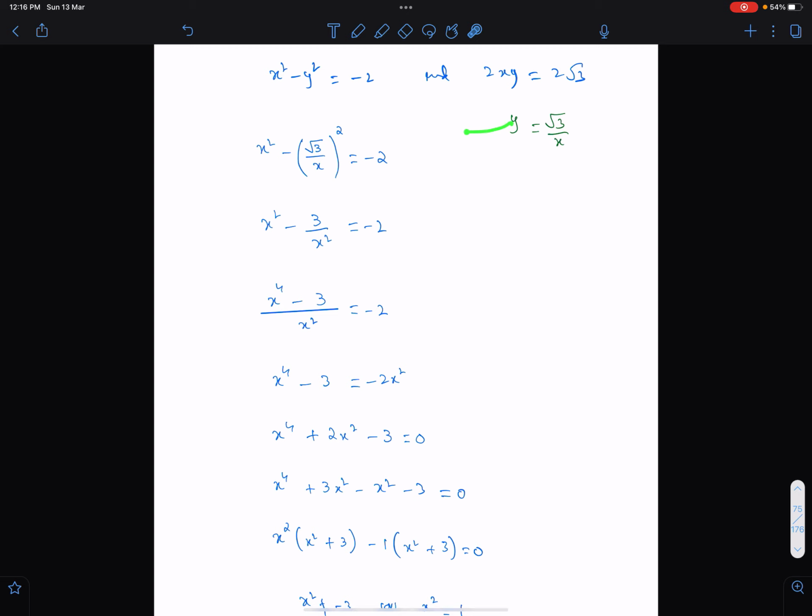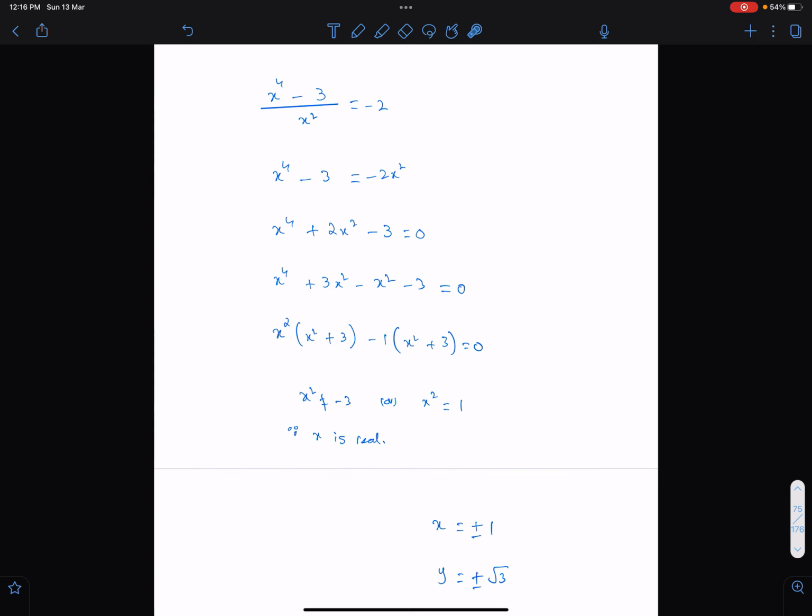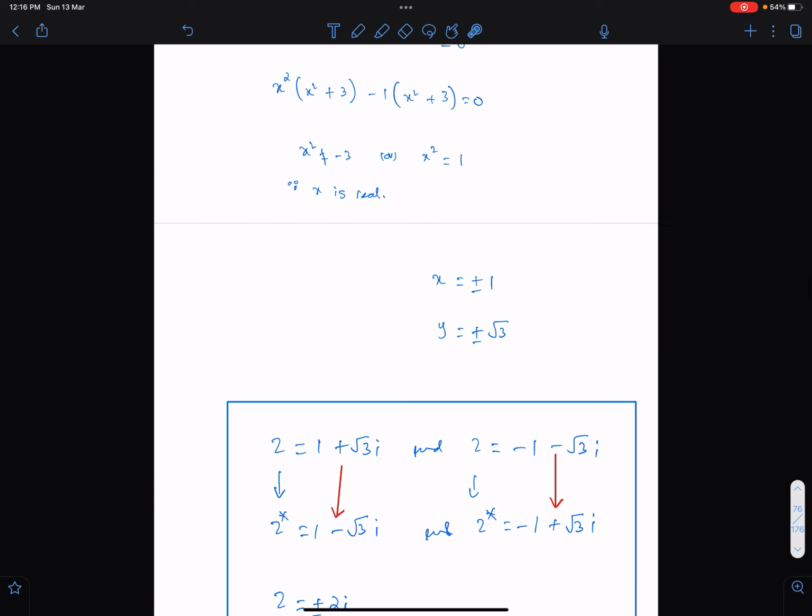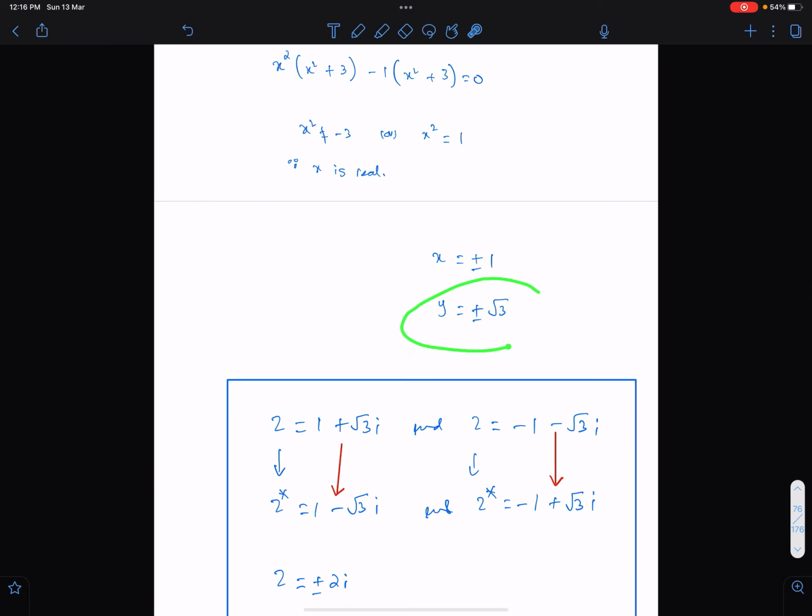See, by substituting this y here, we have this equation. By simplifying this equation, we have this. By taking LCM, we have got this equation. By breaking the middle term here, we have got this equation. So these are two real values of x. Since x is real, ignore the imaginary values of x. Now get the real values of y. These are the two real values of y.